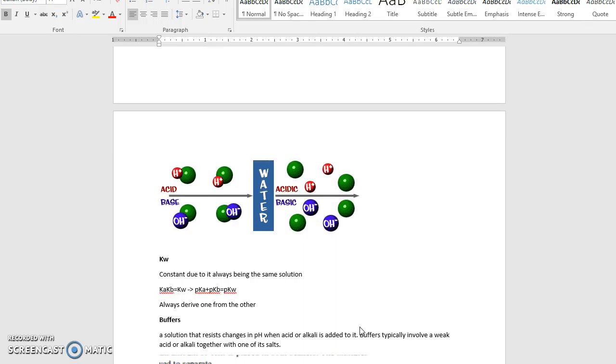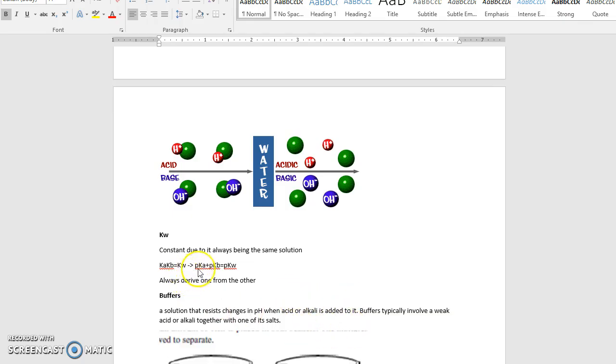Kw is a constant value at a certain temperature because it's only dealing with water, and you can always derive the Ka or Kb if you know the Kw at that temperature. Like at 25 degrees C, it's 1 times 10 to the negative 14th. And you can do the same for the pKa and pKb form.